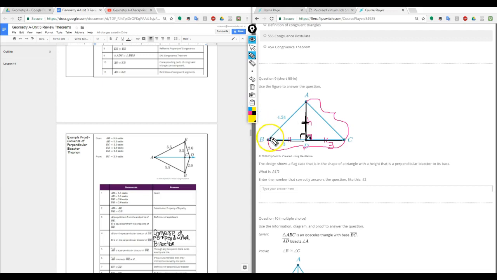So BA's corresponding side is AC, and that distance is 4.24. So our answer is 4.24.